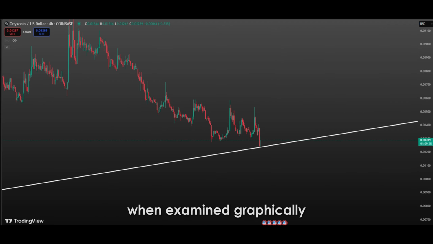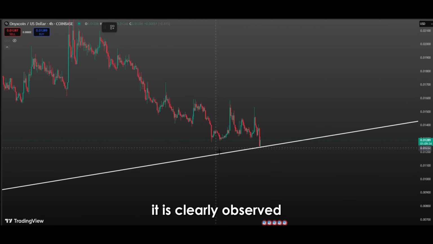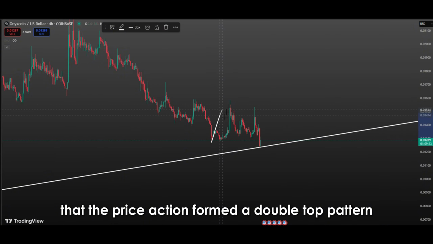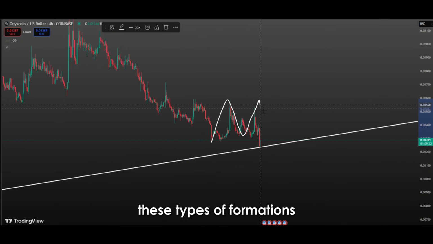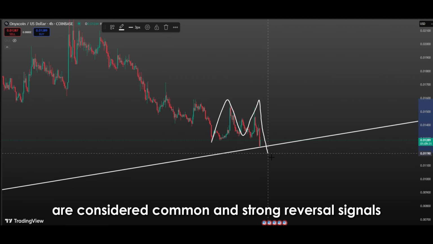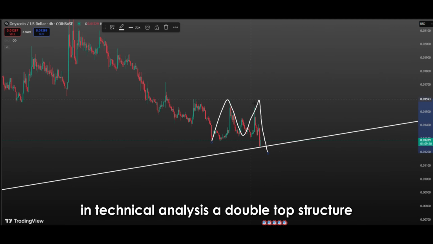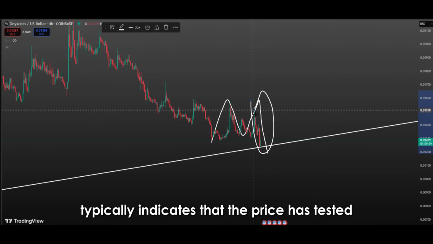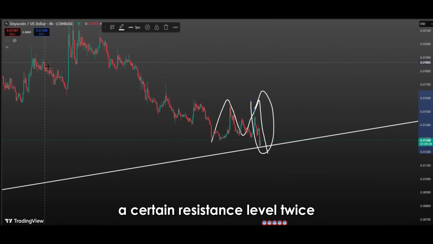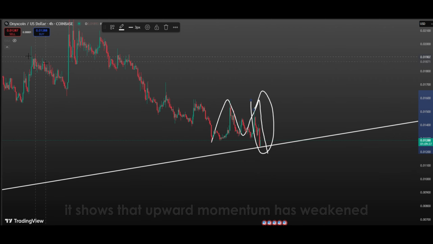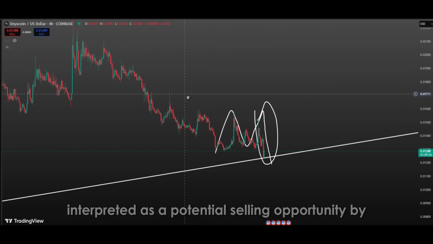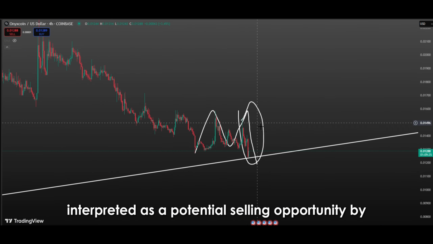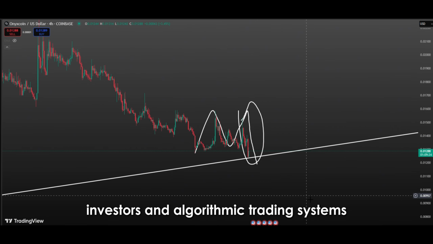Stay tuned. When examined graphically, it is clearly observed that the price action formed a double top pattern at a certain point and then reversed direction. These types of formations are considered common and strong reversal signals in technical analysis. A double top structure typically indicates that the price has tested a certain resistance level twice, and if both attempts fail, it shows that upward momentum has weakened. This situation is often interpreted as a potential selling opportunity by investors and algorithmic trading systems.